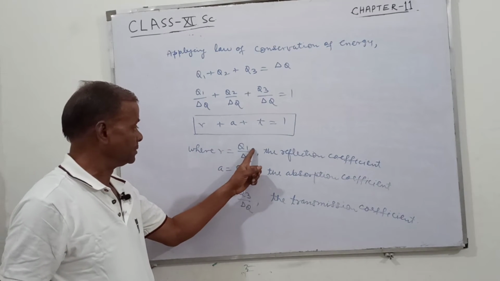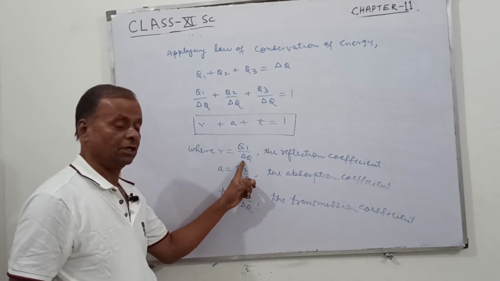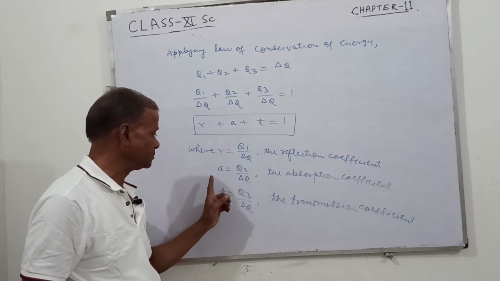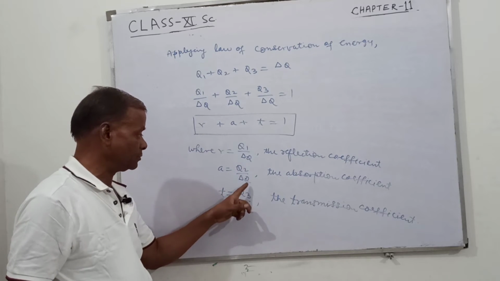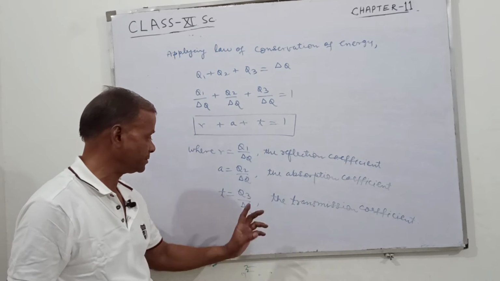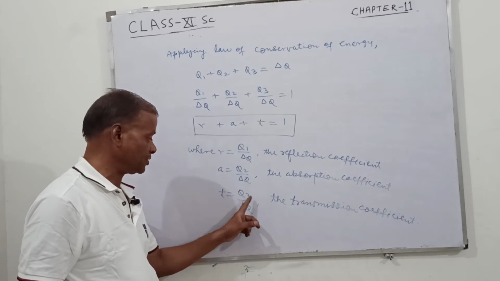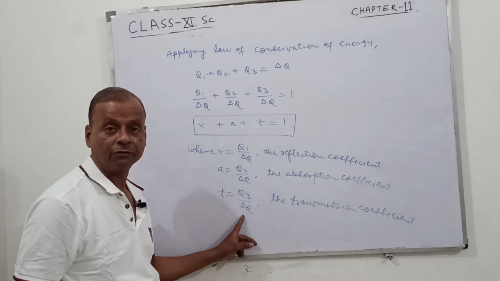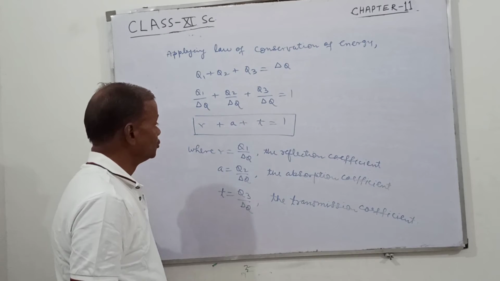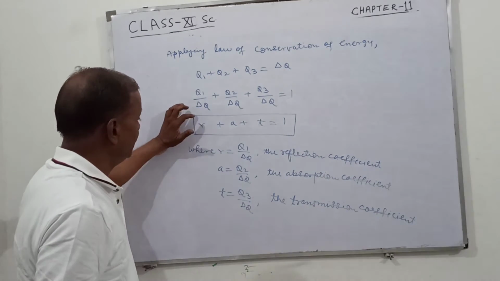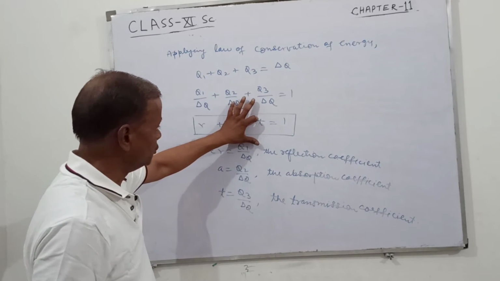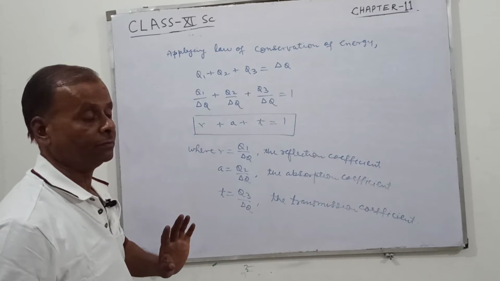The ratio of the amount of heat reflected to the amount of heat falling on the surface is called the reflection coefficient, and the ratio of the amount of heat absorbed to the amount of heat falling on the surface is called the absorption coefficient. The amount of heat transmitted by the body to the amount of heat falling on the body is called the transmission coefficient. So we can say that the sum of the reflection coefficient, absorption coefficient and transmission coefficient is equal to 1.